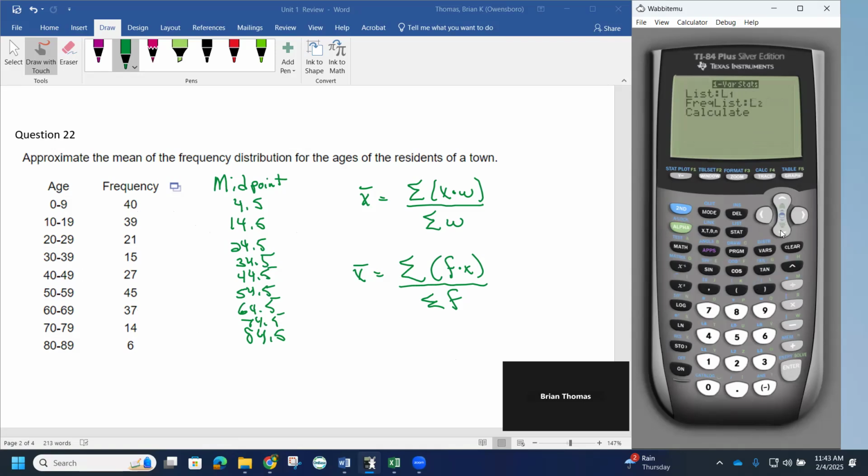If there's not a frequency list, that's got to be cleared back out. But since we do have a frequency list in L2, we need to use that as well. So if we hit calculate, notice x bar again is 38.39, or again 38.4. So notice how that does give me the same thing as we did in Excel. So that's how you can use the graphing calculator as well to determine the weighted mean, if you will, when there are repeated values, or frequencies.